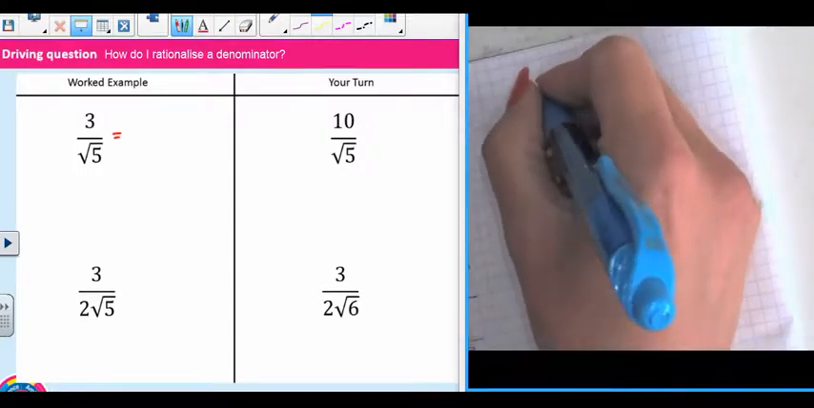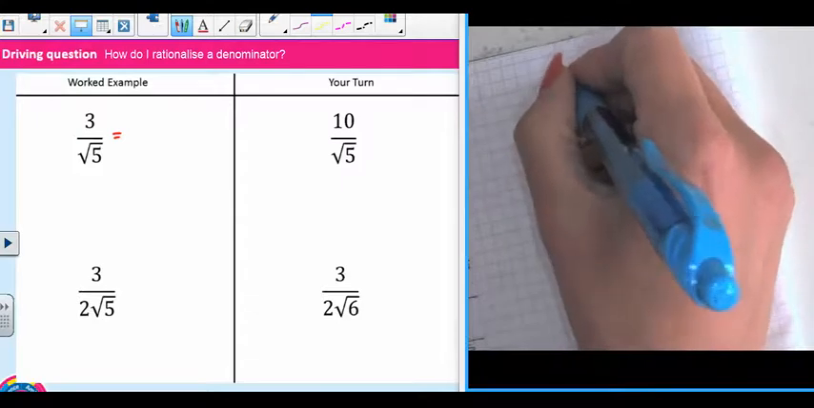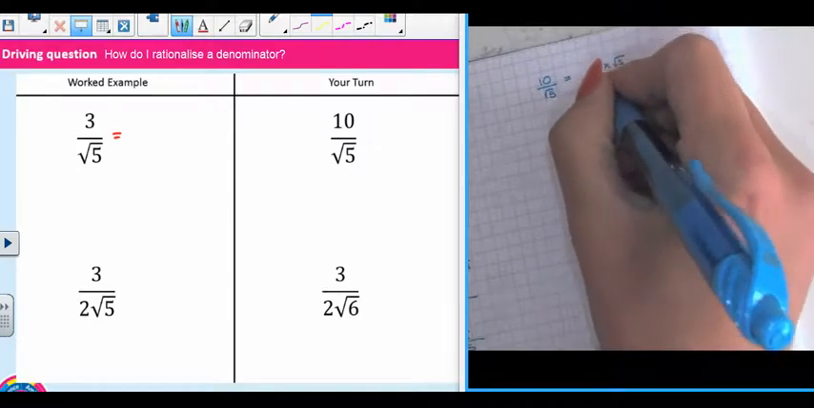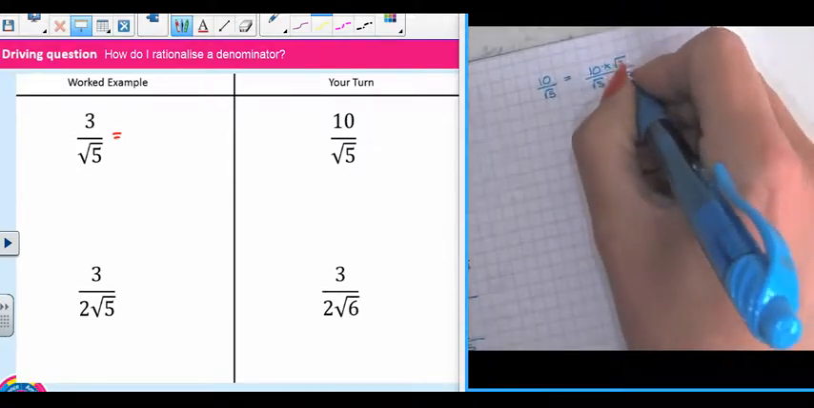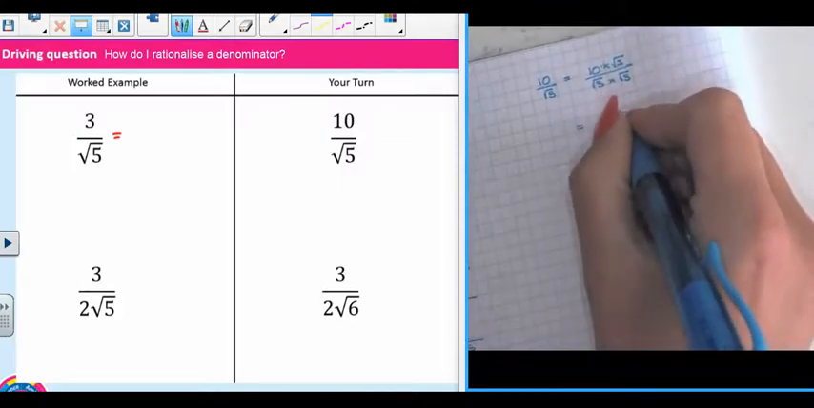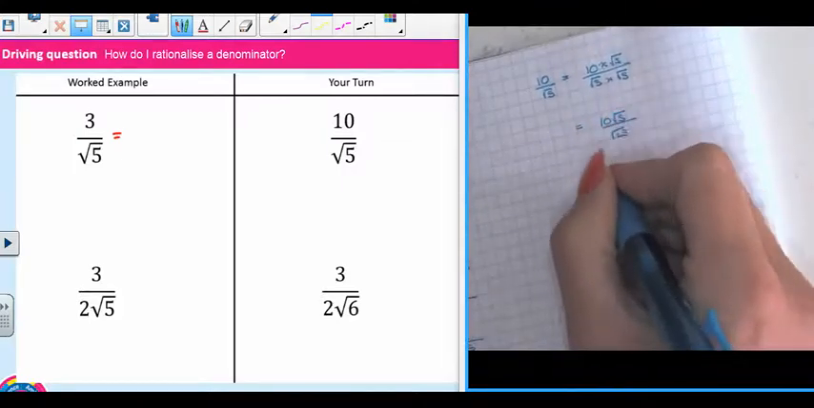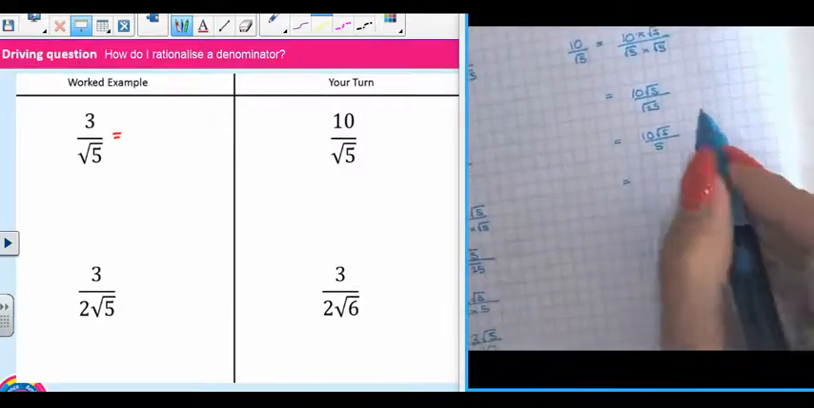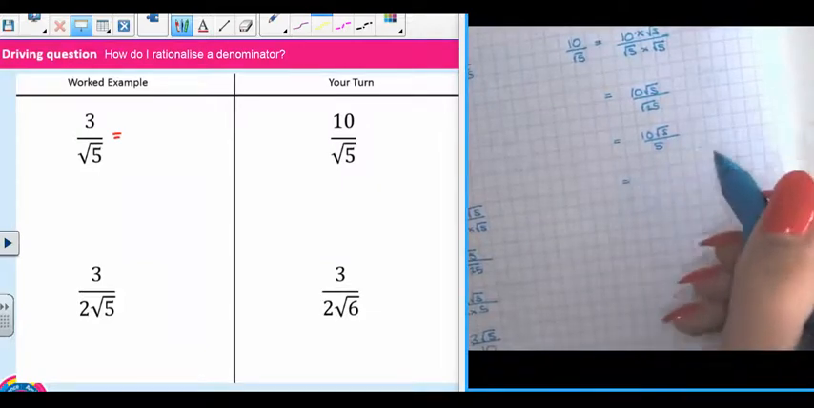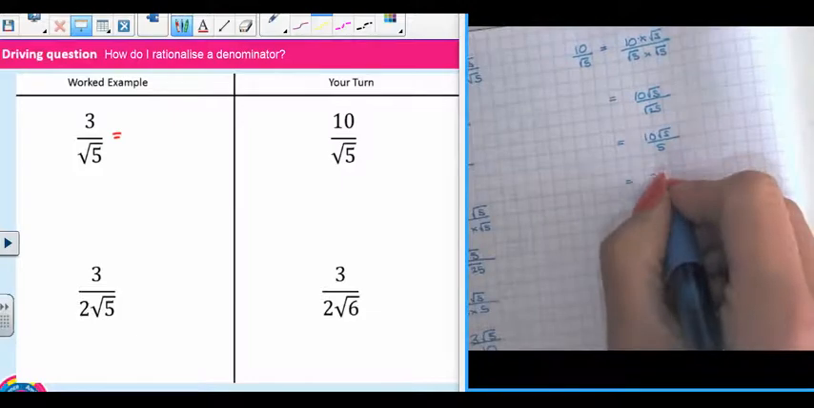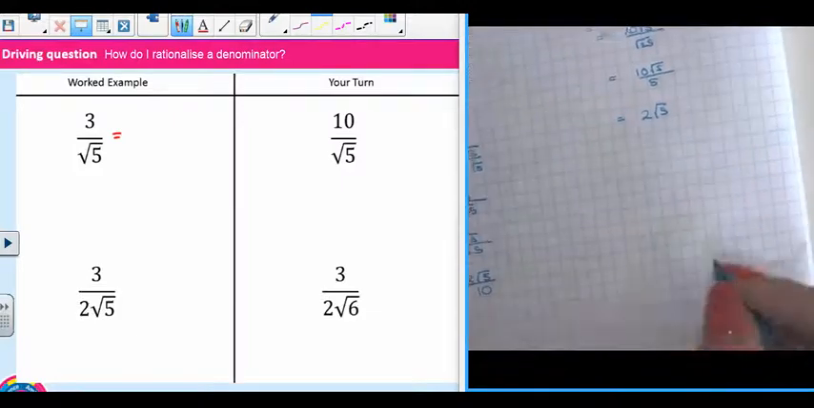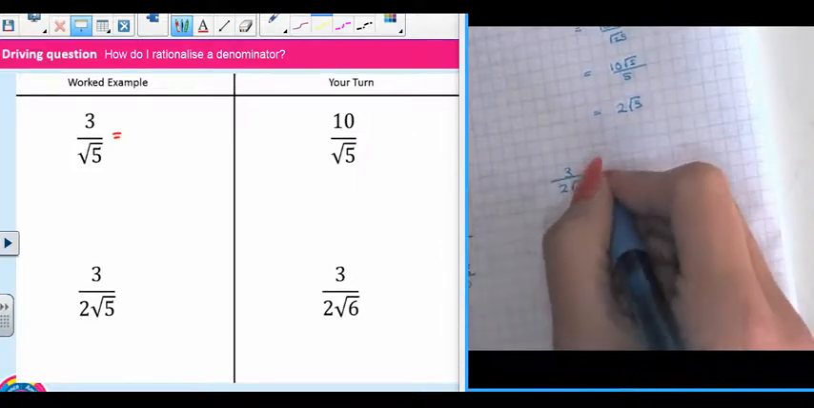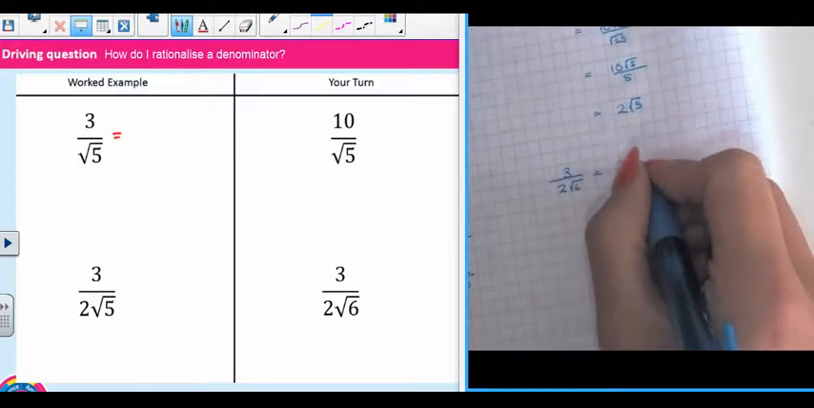Okay, 10 over root 5. So I'm going to say that's the same as 10 multiplied by root 5 over root 5 multiplied by root 5, which will give me 10 root 5 over root 25, which would give me 10 root 5 over 5. Now notice that we can actually do 10 divided by 5. So if we had 10 root 5s and we divide that by 5, we'd have 2 root 5. So there's our answer.